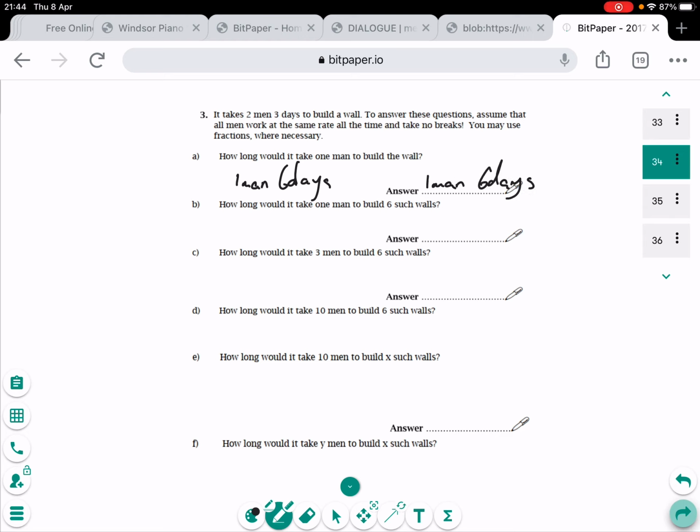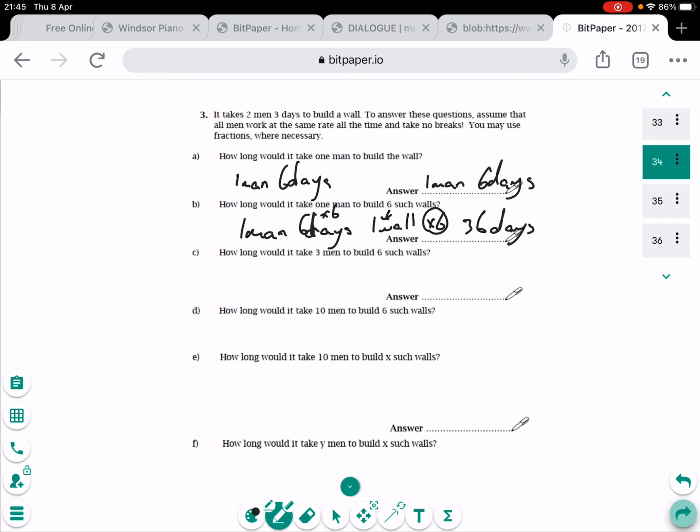How long would it take one man to build 6 such walls? So one man, 6 days, 1 wall. So if you wanted to make this 6 walls, you would need to times 6. But what you would also need to do is multiply the number of days. Because it's proportional, you also times that by 6. So you would need 36 days to do that.